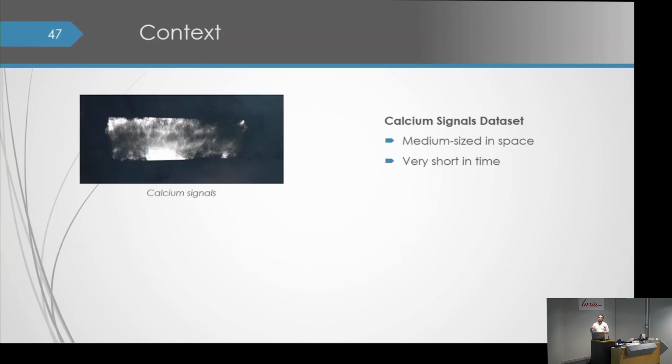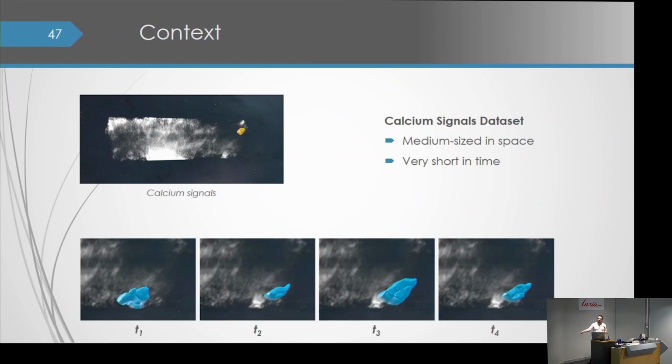So the context, let's remind the calcium signal data sets. Here, the issue is not in space, because the objects are quite sparse and sometimes quite large as well, but they are very short in time. For example, these data sets had 100 time points, and this is one of the longest signals that could appear, only over 4 time points.